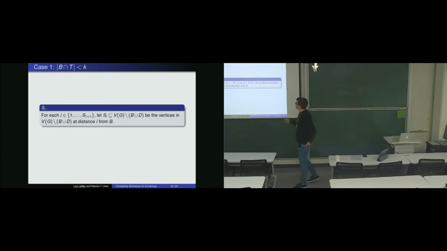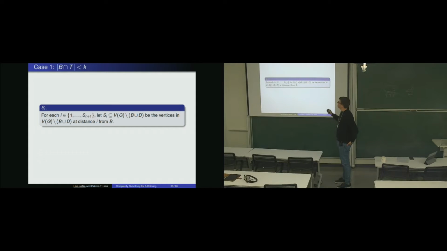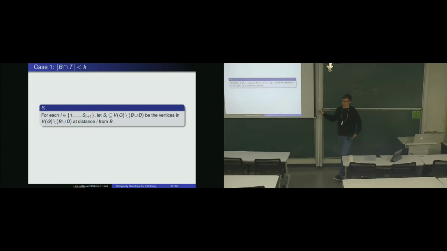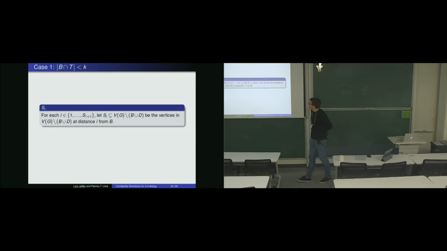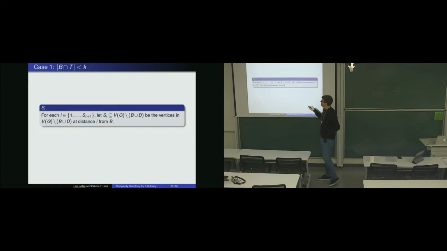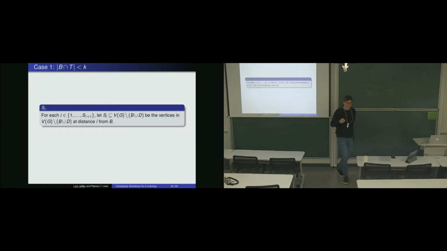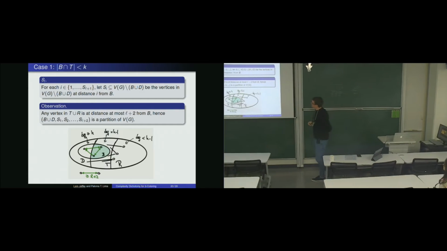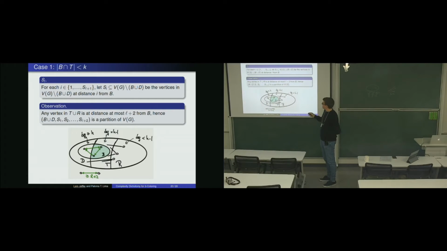So now let's look at the first case. Say that the size of the intersection of B and T is strictly less than K. And so for each I, this should be L plus 1. Let Si just be the set of vertices in G without B union D that are at distance precisely I from B. Okay? Then we can first observe that any vertex in T union R is at distance at most L plus 2 from B.